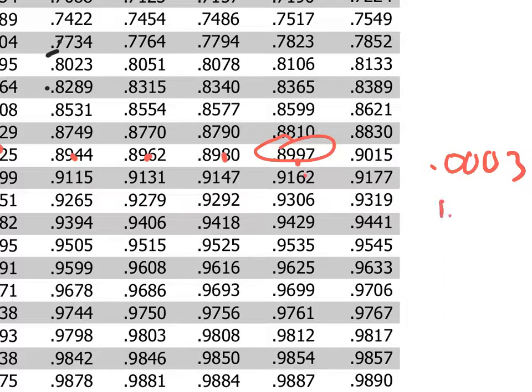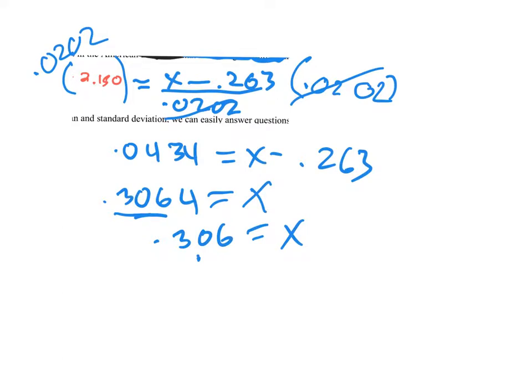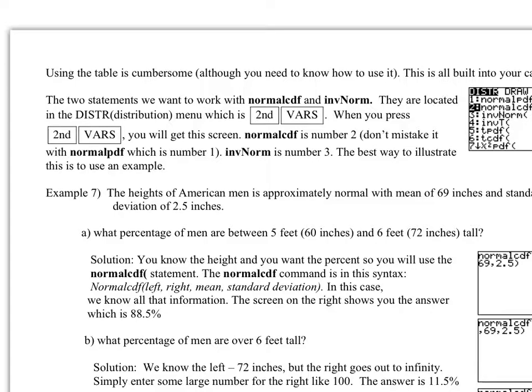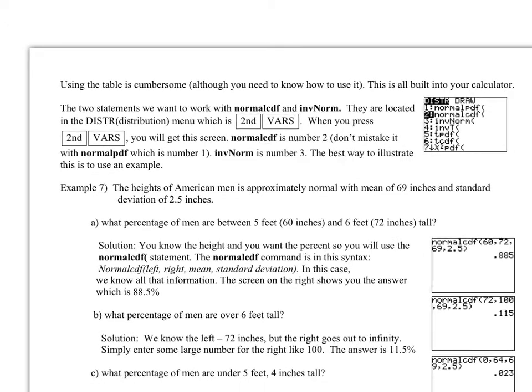All right, so that z is 1.28. Yes or no? Yes. So I go back to my problem. Is there a part D on the next page? No, there's not. Now, I like what he wrote in the first line. Do you see that? I'm going to highlight it because it's so true. Using the table is cumbersome. What does that mean? It's long. It's boring. It's a lot of work.